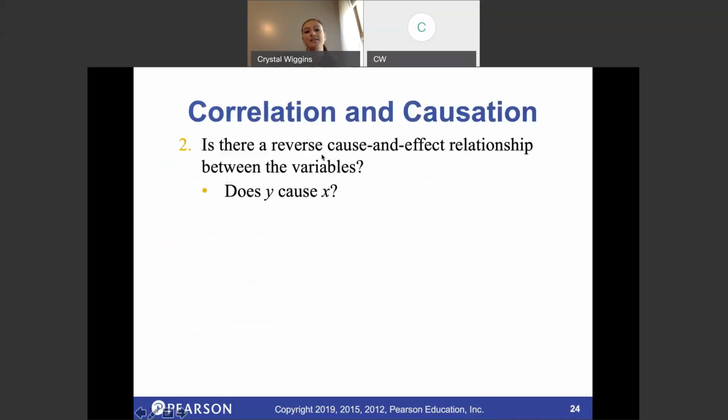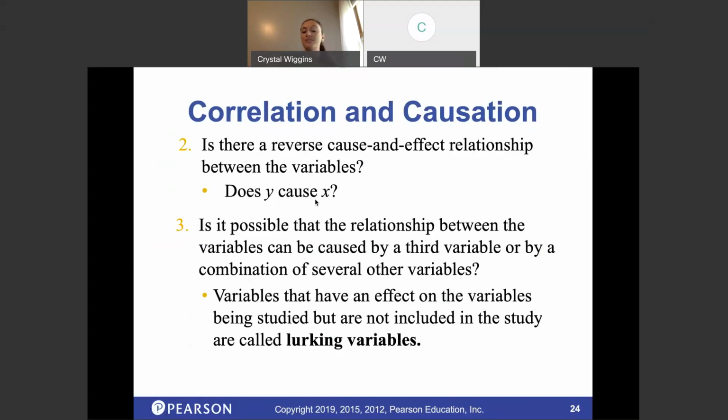Is there a reverse cause and effect relationship between the variables? Is it possible that maybe the response is what's affecting the explanatory? Is it possible that the relationship between the variables can be caused by a third variable? Like we talked about churches and bars, the third variable was the population. The variables that have an effect on the variables being studied but are not included in the study are called lurking variables or confounding variables. They're there, they affect our results, but we weren't testing those variables. They just happened to be a part of the study.